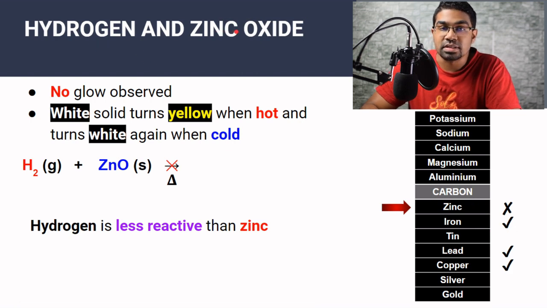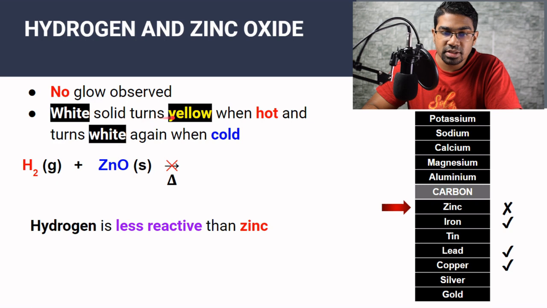When we react hydrogen with zinc oxide, no glow is observed. So no reaction takes place here. So this signals that hydrogen is unable to displace zinc from zinc oxide, and therefore hydrogen is actually less reactive than zinc.